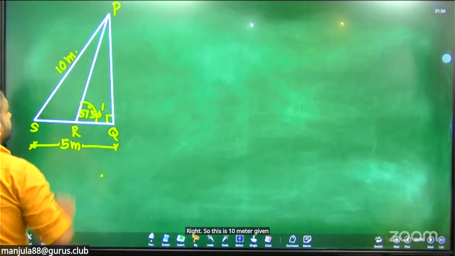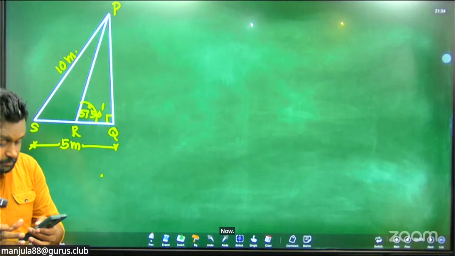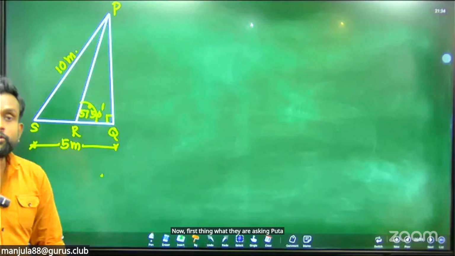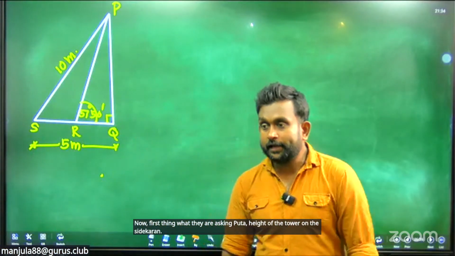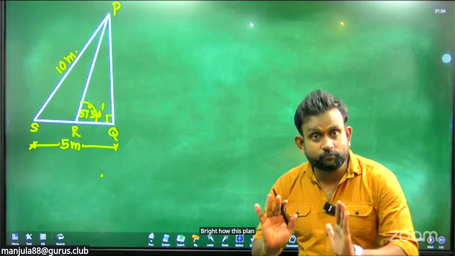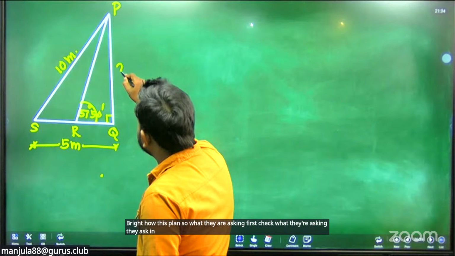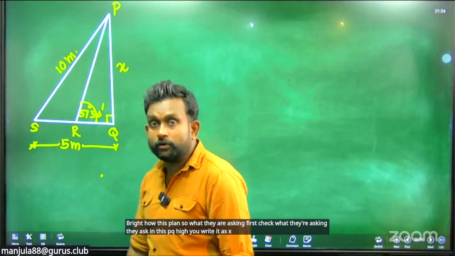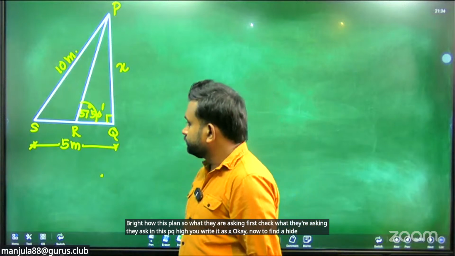Okay, now check here. First thing, what they are asking: the height of the tower. Plan it in this way. Right, have this plan. So first check what they are asking. They are asking this PQ height. You write it as x. Okay, now to find the height, what do you need?